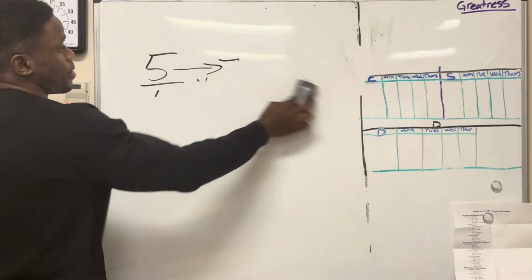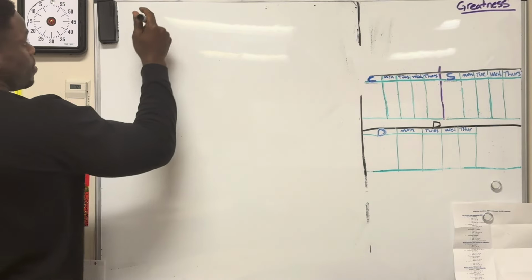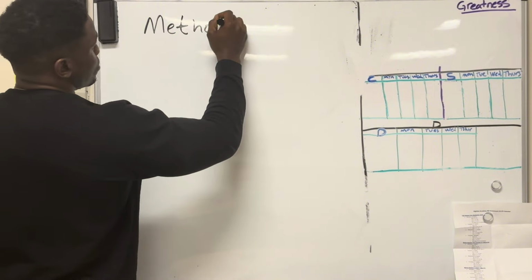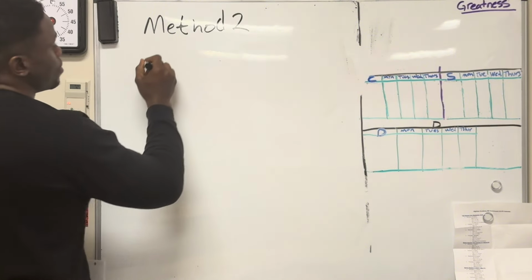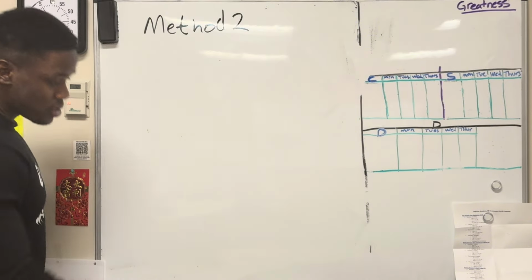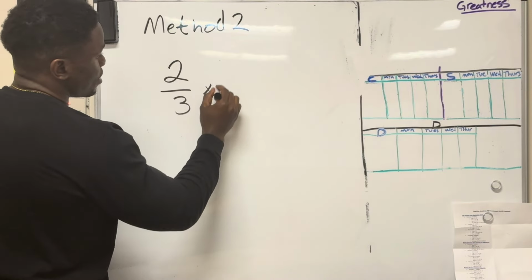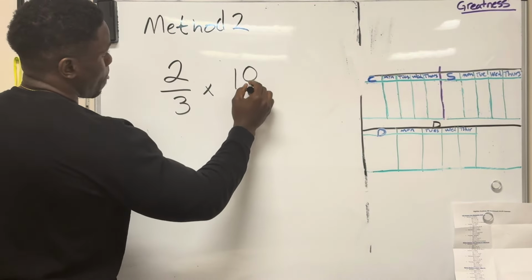So that's method number 1. Okay, next problem. I use method 2 here. So the problem will look something like this: 2 over 3 times 18.